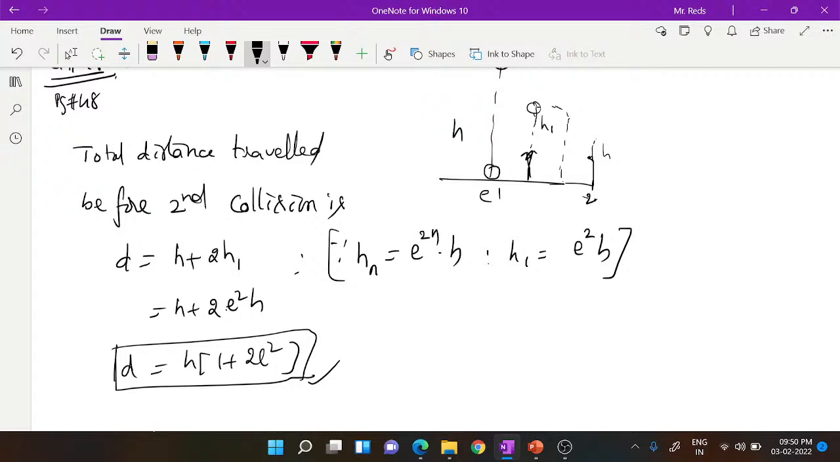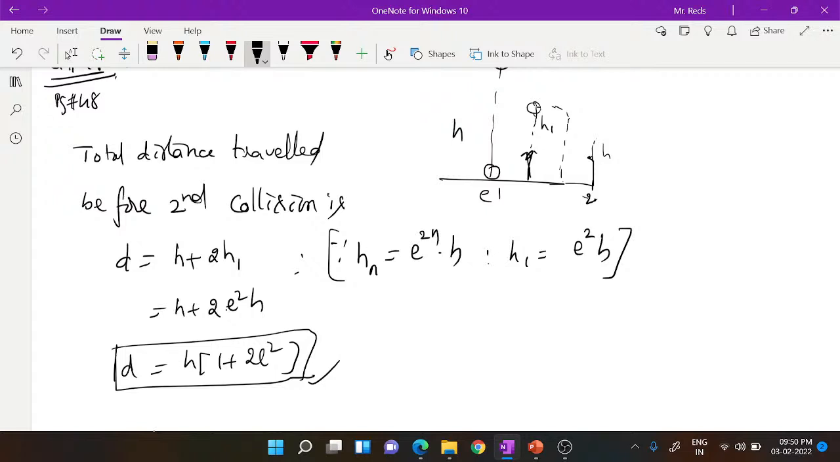Direct formula, right? Did you try? Sir, I used that hn is equal to e power 2n into h, sir. That formula, sir, but then I did not. Right? Yes, sir.